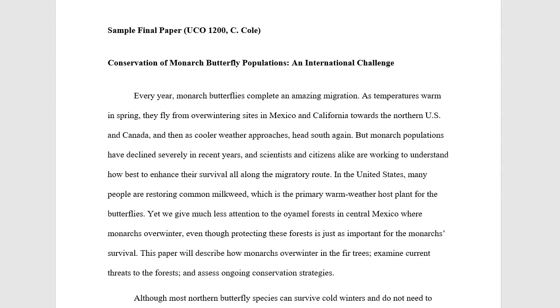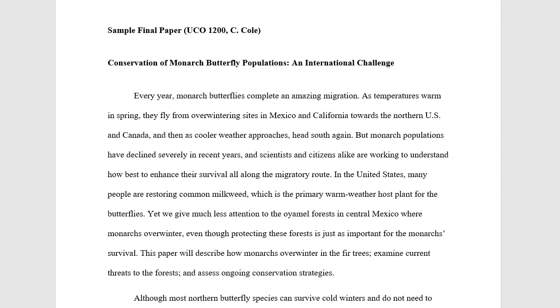In the United States, many people are restoring common milkweed, which is the primary warm weather host plant for the butterflies. Yet we give much less attention to the Oyamel forests in central Mexico, where monarchs overwinter, even though protecting these forests is just as important for the monarch's survival. This paper will describe how monarchs overwinter in the fir trees, examine current threats to the forests, and assess ongoing conservation strategies.